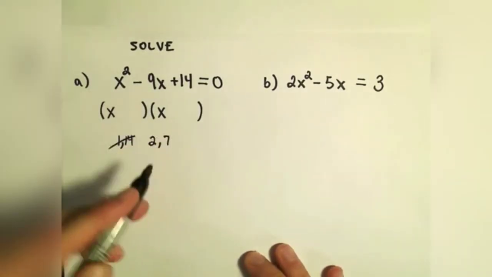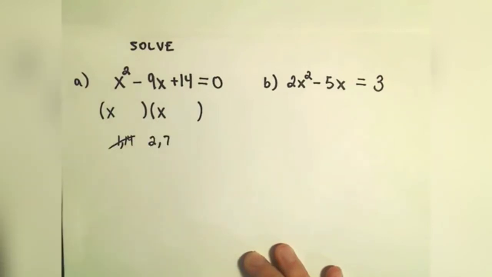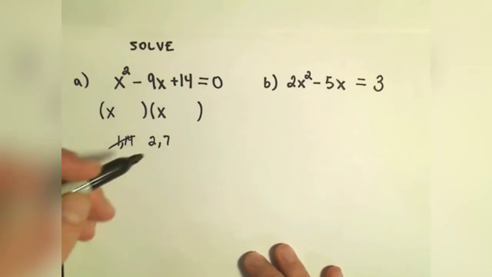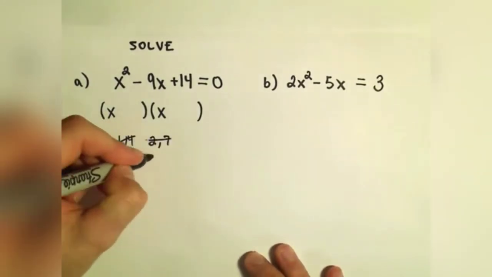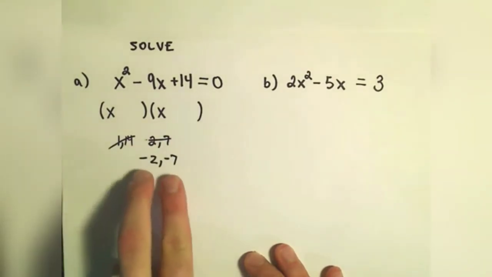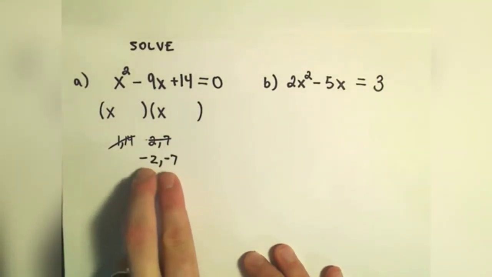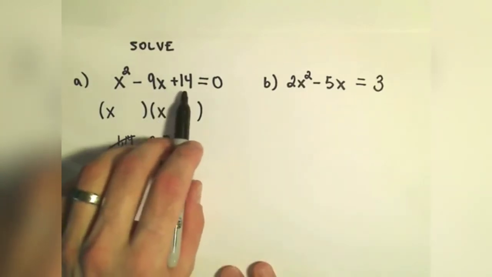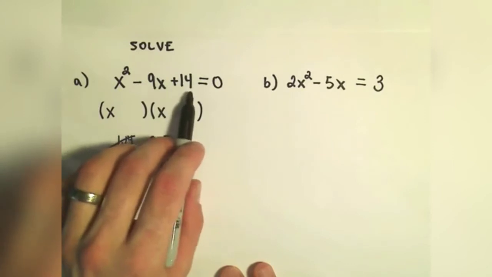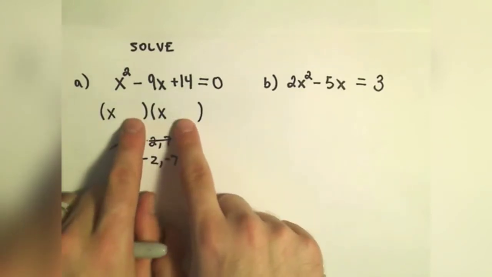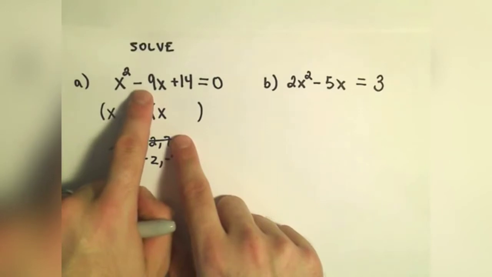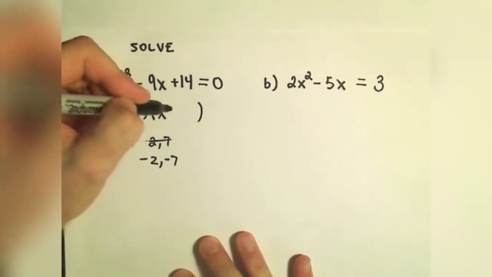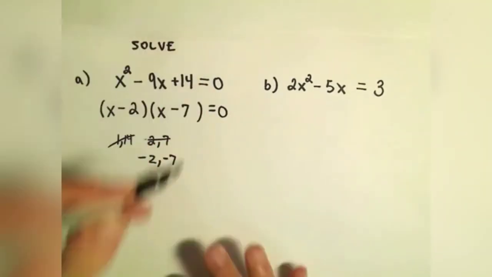Well, 2 and 7, I can multiply those together to get positive 14. And hey, 2 and 7, if I add those, right now I would get positive 9. But if we make them both negative, so negative 2 and negative 7, those still multiply to positive 14, but now they'll give us the correct sign in the middle. The way I think about it, if the number is positive, they either have to be both positive or both negative. Whatever the sign on the middle is, if it's negative, that's what they'll both have to be. Okay, so we use negative 2 and negative 7 equals 0.